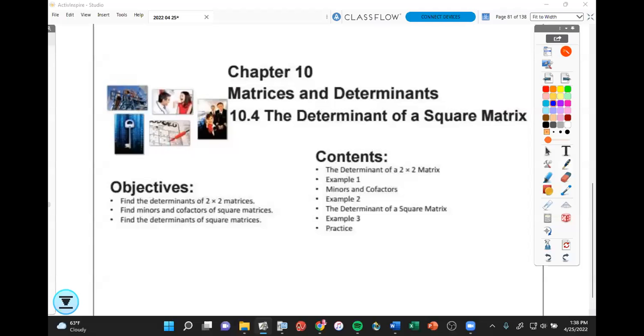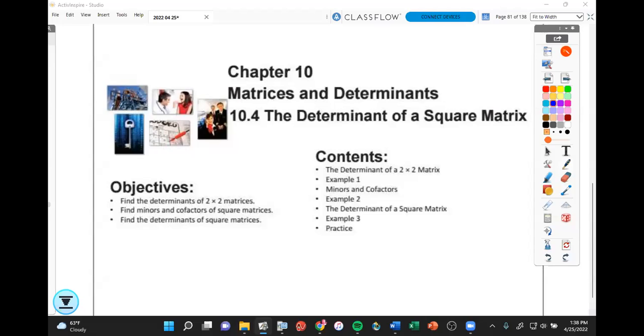So 10-4, we're talking about the determinant of a square matrix. We've already done a determinant of a 2x2. It was really brief, and we calculated the determinant in order to find the inverse of a matrix. The determinant is actually a part of it. Okay.